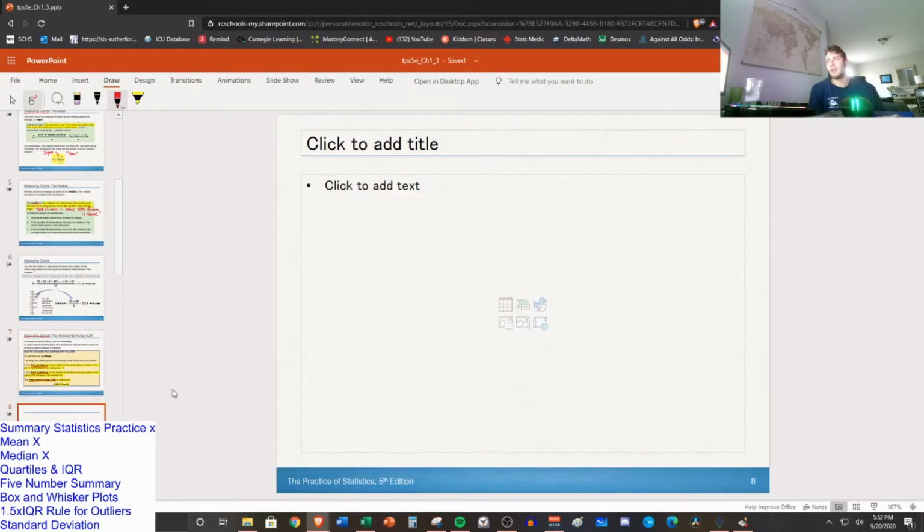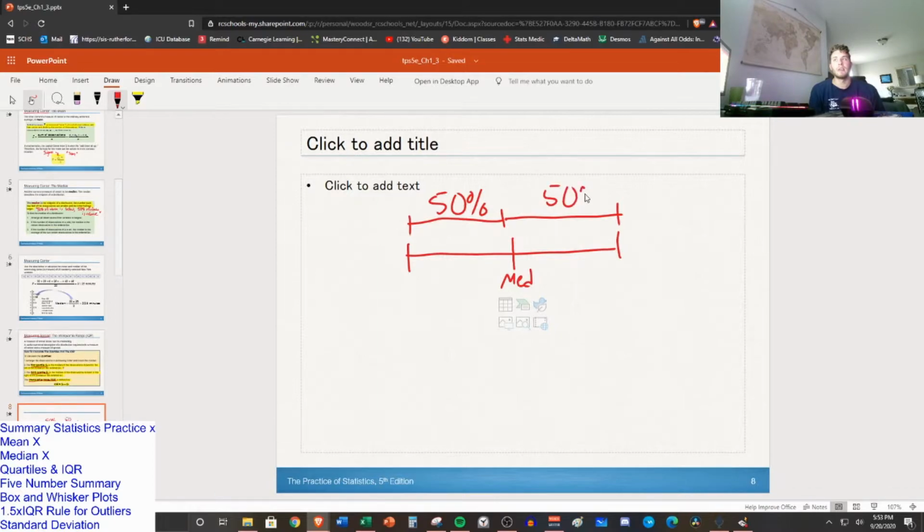So let's actually draw a diagram, okay? Let's say that this is sort of a number line representing our distribution. So if I draw a number right in the center and I say, okay, this is the median, what percent of the data is from here to here? Well, based on the definition, that would be 50%, okay? What percent of the data is from that point to this point? Well, that would be 50%.